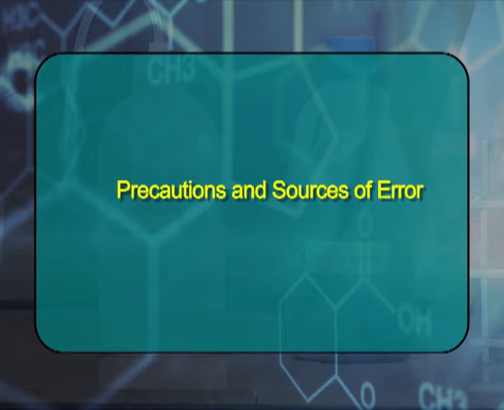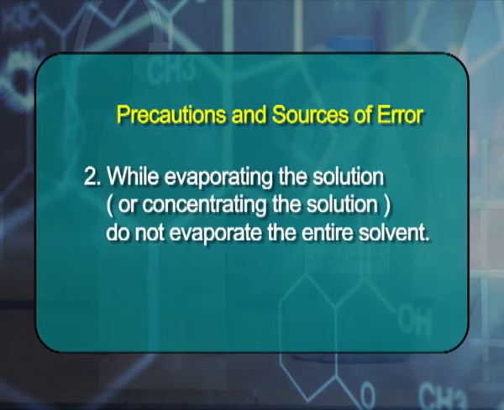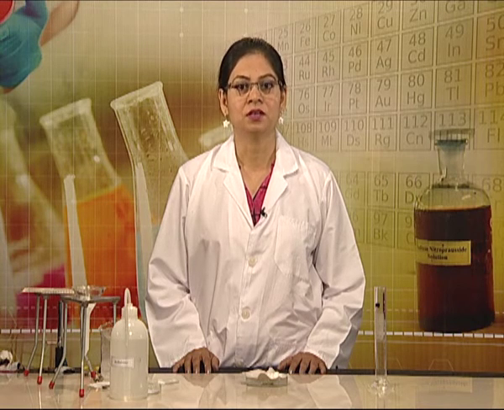Precautions and sources of error. Number 1, the solution should be prepared by adding a small amount of the substance with constant stirring in hot water. Benzoic acid is slightly soluble in cold water. Number 2, while evaporating or concentrating the solution, do not evaporate the entire solvent. Number 3, in case of benzoic acid, do not use alcohol to wash the crystals, as benzoic acid is slightly soluble in alcohol.